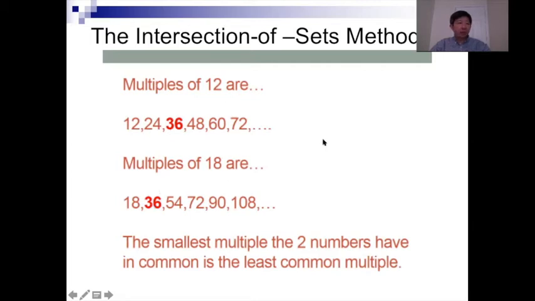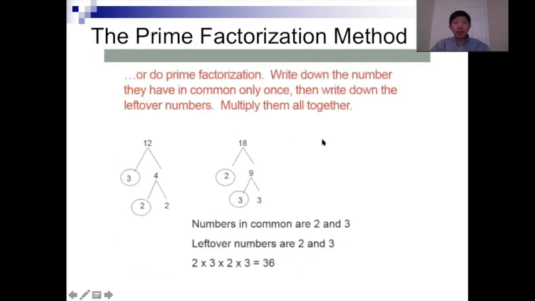The next method we're going to use is the prime factorization method. So I take 12 and divide it by 3, and I get 4. Now 4 divided by 2, I get 2, which is a prime number. And how about 18? 18 divided by 2, I get 9. And 9 divided by 3, I get 3.